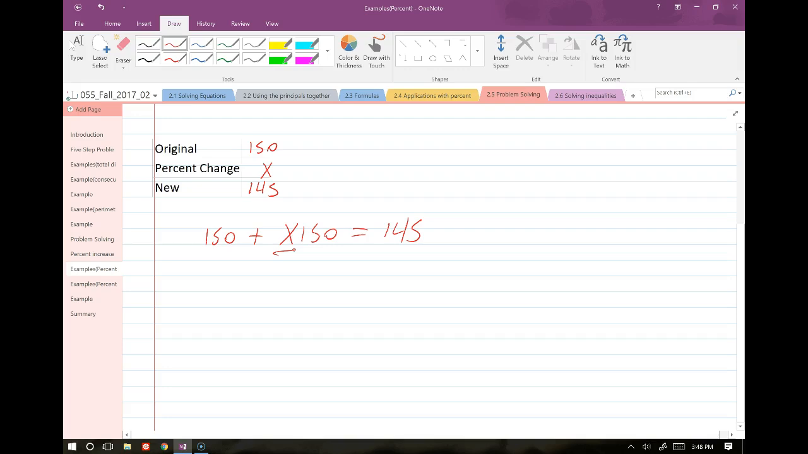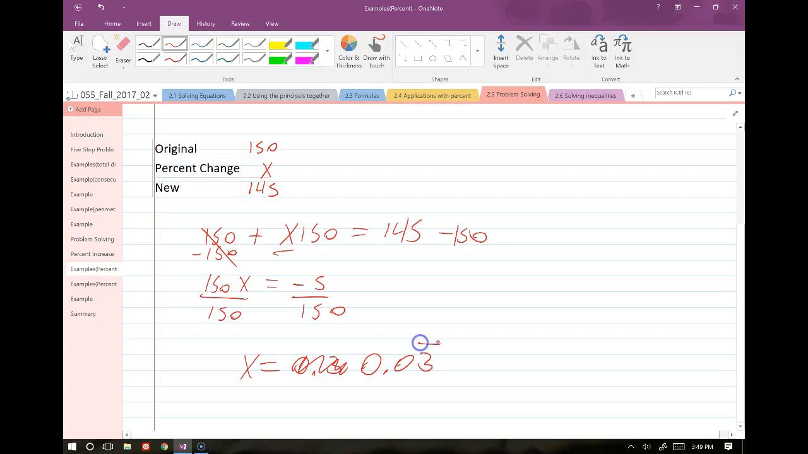So we have 150x is equal to, sorry, I'm going to subtract 150 from both sides. 145 minus 150 is negative 5, right? Then we get out our handy dandy calculator. So this is 5 divided by 150, and we get 0.3, whoops, that's not it, 0.03 repeating. Okay, and it's a negative.